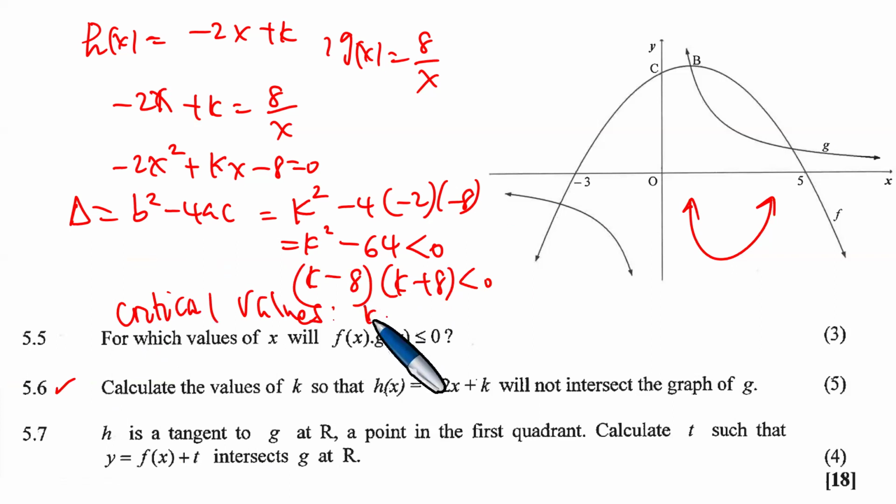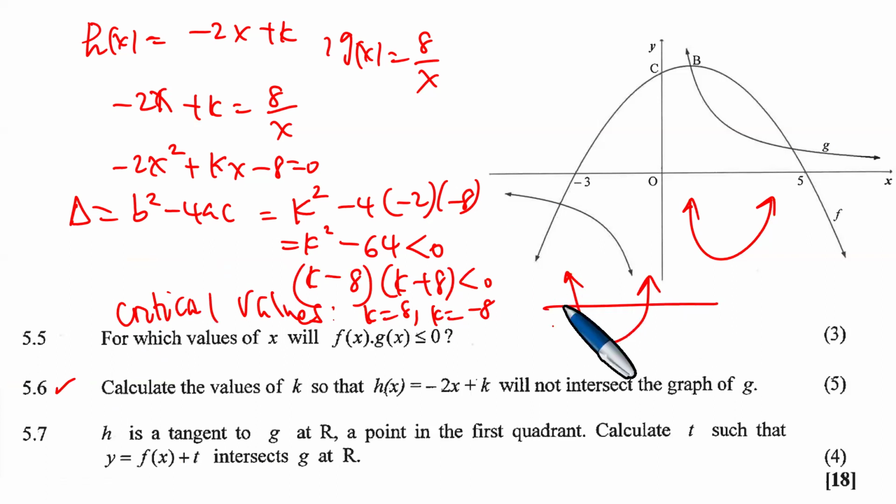What are the critical values? k equals 8, k equals -8. So you have -8 and 8 on the k axis. Now look, when this is negative, it means we're looking at the part where it is below the axis. It is negative between -8 and 8, so -8 is less than k, less than 8. So we have exactly that part there.